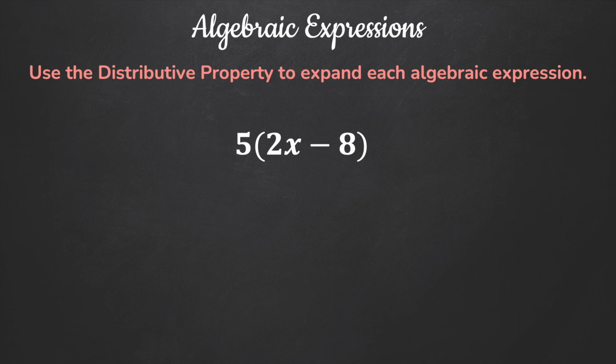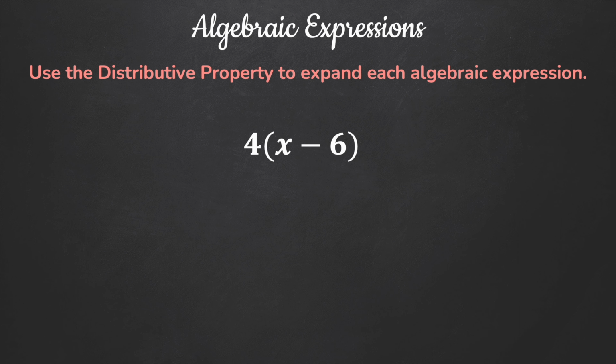Here we have 5 times, and then in parentheses, 2x minus 8. So in order to distribute the 5, we're first going to do 5 times 2x. And 5 times 2x is equal to 10x. Make sure you bring down the subtraction sign. And then we're going to distribute the 5 to the 8, and 5 times 8 is equal to 40. So now we have 10x minus 40.